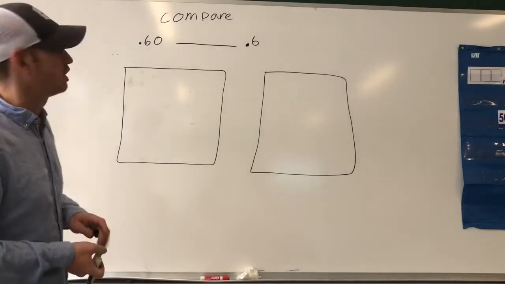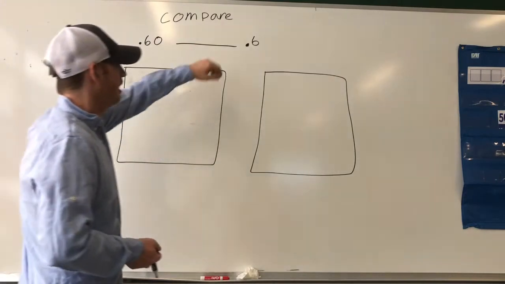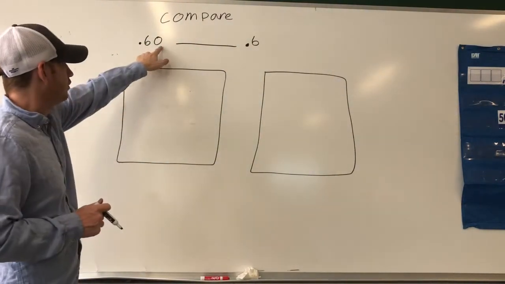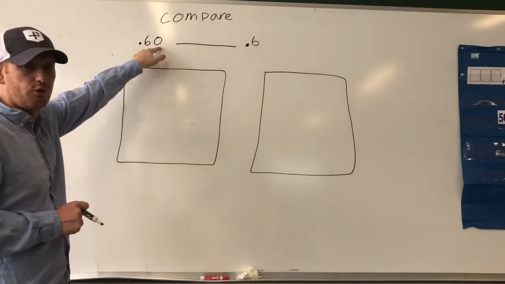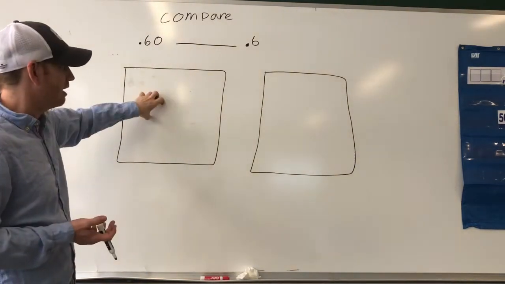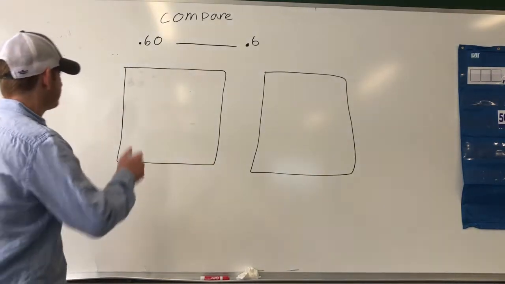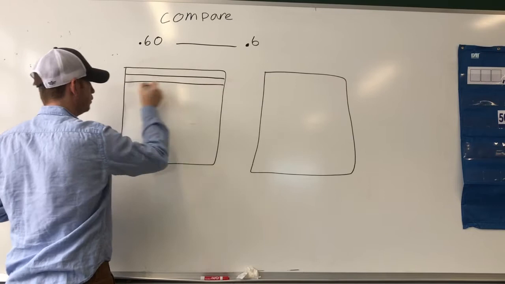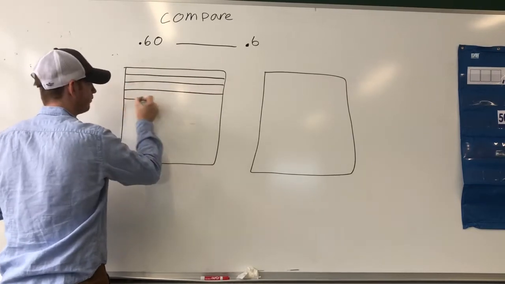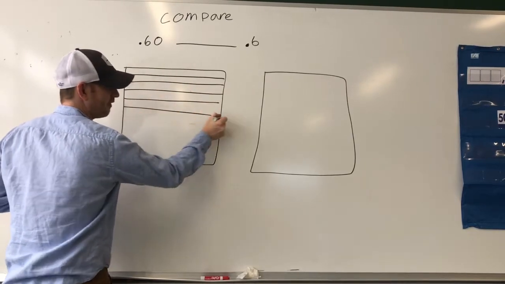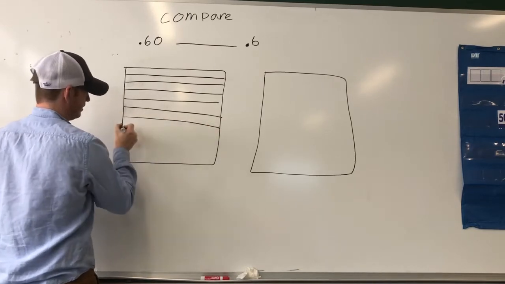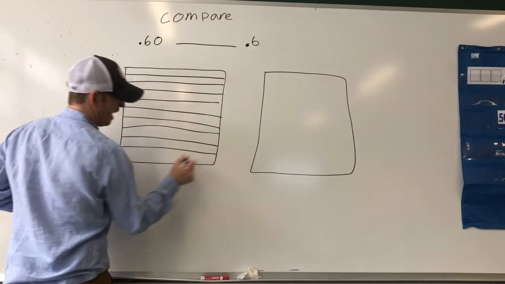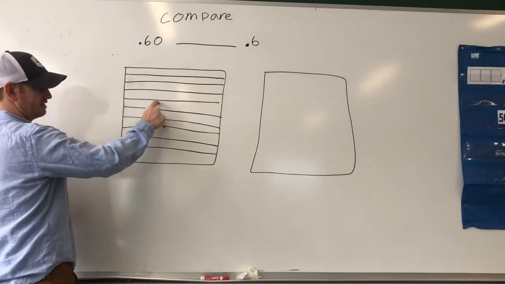So the two numbers that we're going to compare are 0.60 and 0.6. And the first thing I notice is that we go out to the hundredths column over here. So I'm going to break out my area model into hundredths. 1, 2, 3, 4, 5, 6, 7, 8, 9, and 10. 1, 2, 3, 4, 5, 6, 7, 8, 9, 10.